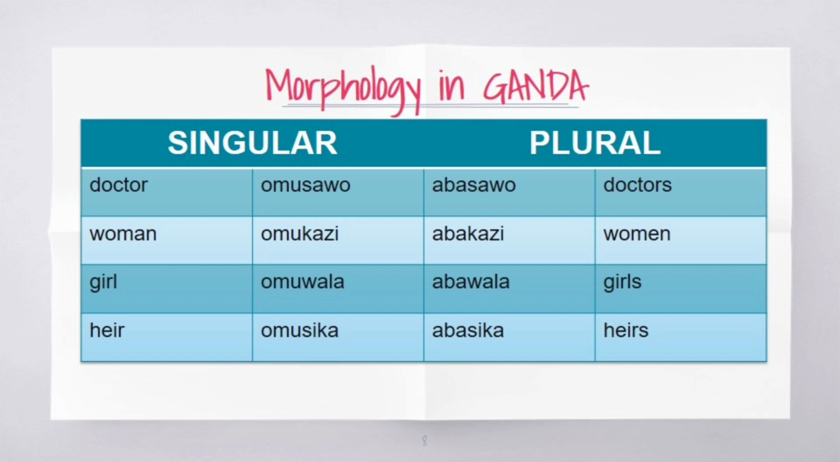From this example, we can observe that there is an inflectional prefix omu used with singular nouns and a different inflectional prefix aba, which is used with the plural of those nouns. If we learn that abalenzi is a Ganda plural meaning boys, then we can be sure that the singular form for boy must be omolenzi.